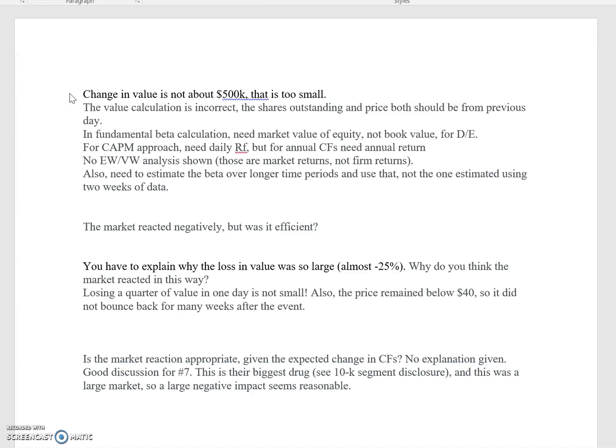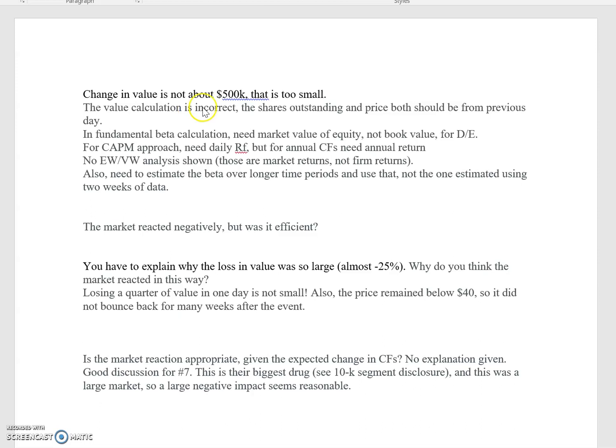So the value change is not $500,000. It's more like $500 million. So if you said 500,000, you're off by a factor of 1,000. And I think that's because the shares outstanding is actually a number of thousands. It's not a number. So some of you got it correct, but some of you didn't. So make sure that you don't make that mistake. You should be very careful that you know all the data that you're using. You should know what data it is before you start using it.